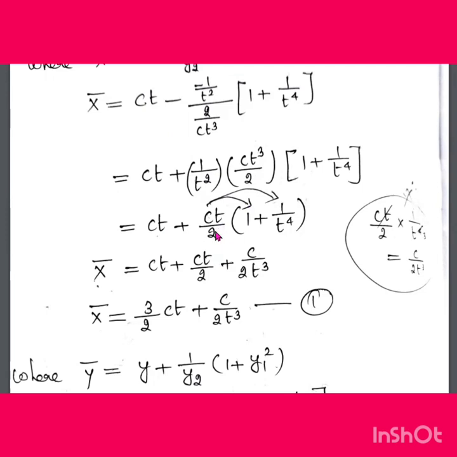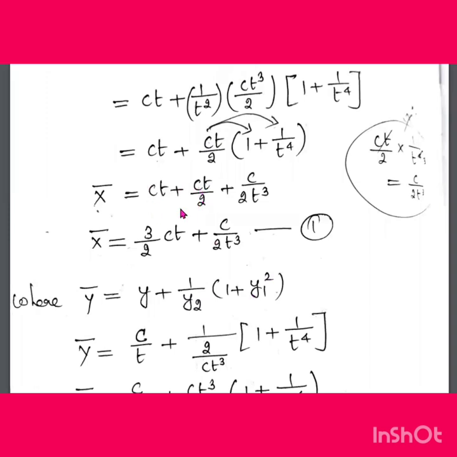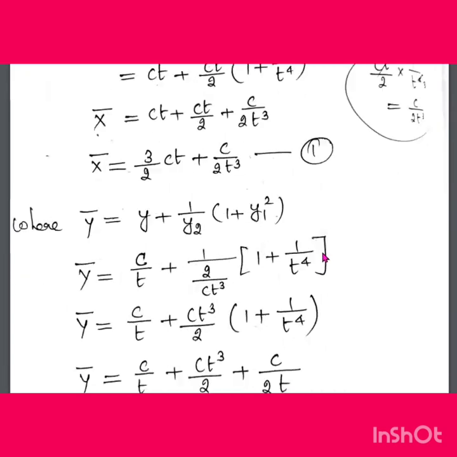So ct plus ct by 2 into 1 plus 1 by t power 4. You have to multiply, as I have shown in the arrow mark: ct by 2 into 1 will be ct by 2, and ct by 2 into 1 by t power 4 is equal to c divided by 2t cube. So x bar is equal to ct plus ct by 2 plus c divided by 2t cube. ct plus ct by 2 will be 3 by 2 ct. So x bar is equal to 3 by 2 ct plus c divided by 2t cube. Take this as equation number 1.